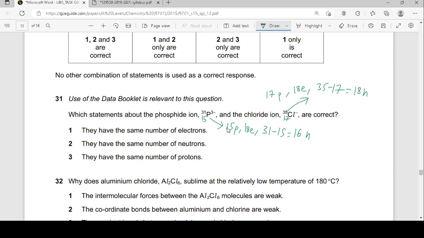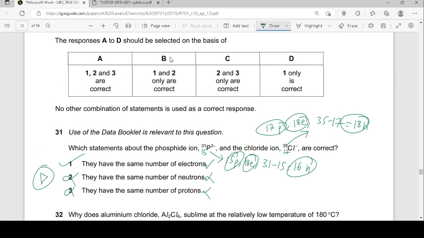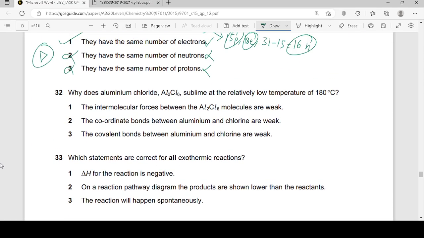Okay, so they have the same number of electrons, 18, that's right. They have the same number of neutrons, 18 versus 16, that's wrong. They have the same number of protons, 17 versus 15, that is wrong. So the answer is only 1 is right and 2 and 3 are wrong. That means my answer is going to be D, right? So A is 1, 2, and 3 correct, B, 1 and 2 are correct, C, 2 and 3 are correct, D, only 1 is correct. 1 only is correct.